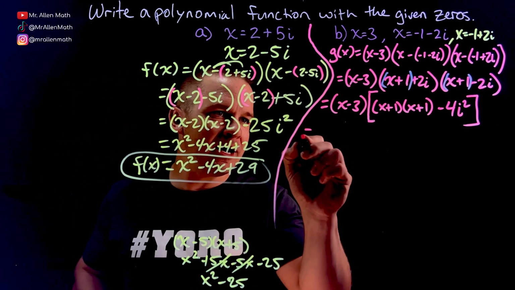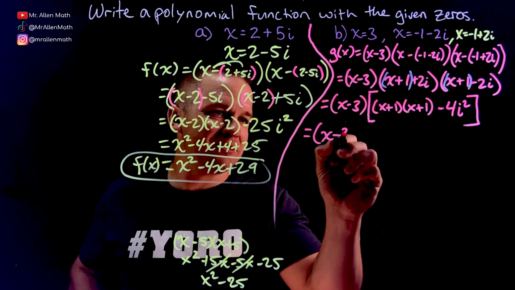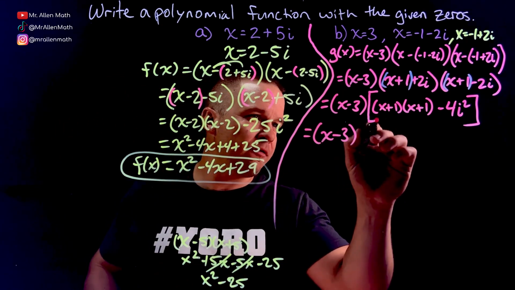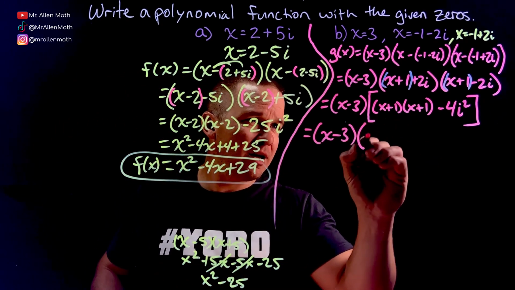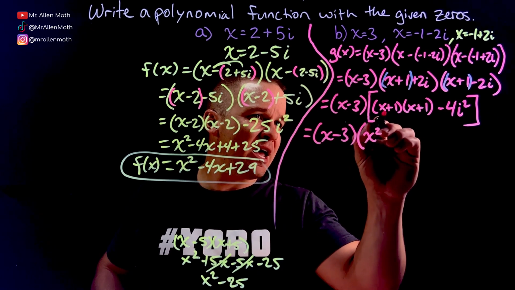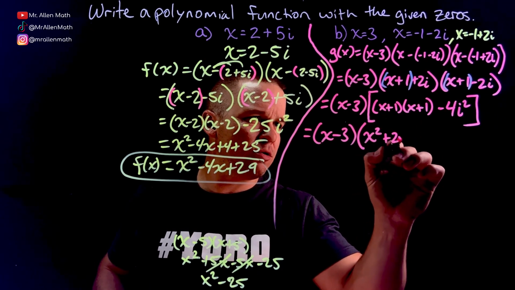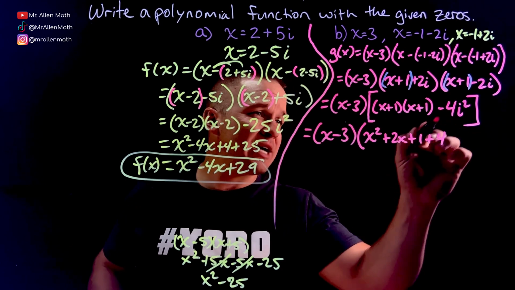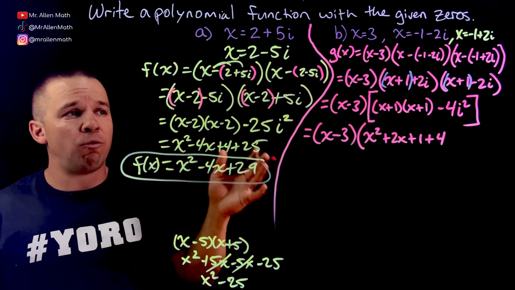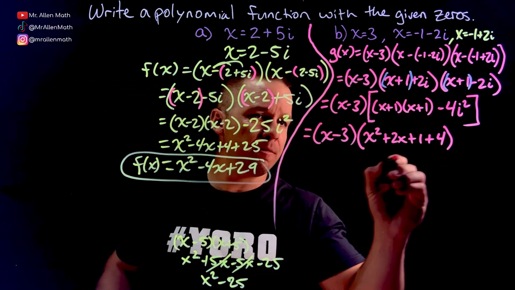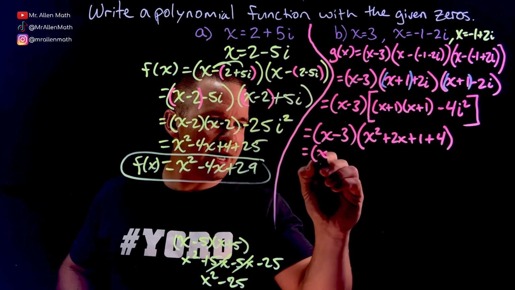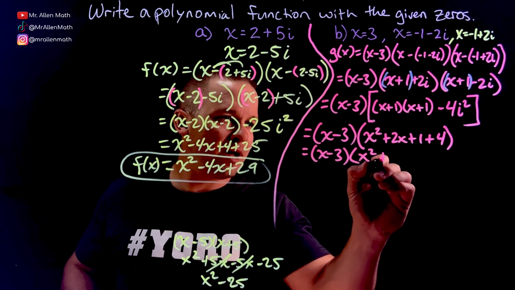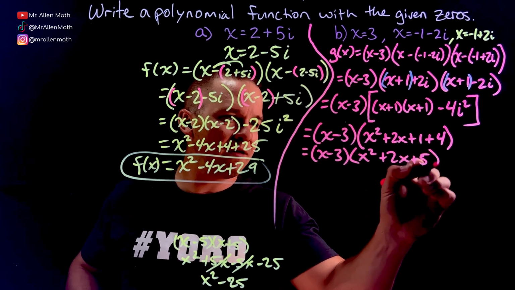Okay, so we got equals x minus 3 is still chilling. I'm waiting to use that. X minus 3, we're going to use it, okay? And then over here, we've got x squared, and then it'd be 1x, and 1x is going to give me 2x plus 1, and that's going to be what, plus 4? Because i squared is -1 times -4 is positive 4. Cool. Then I'm going to clean it up. So we got x minus 3, almost time for the x minus 3, times x squared plus 2x plus 5.